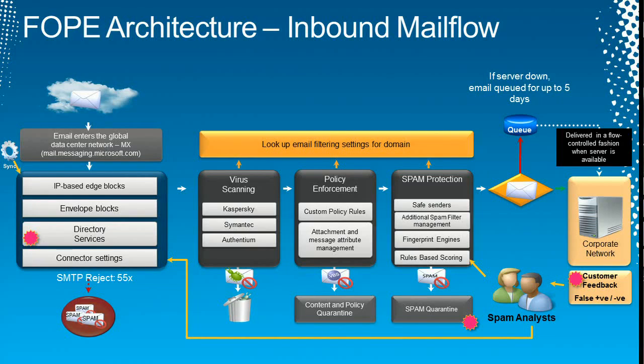We have, I think, around 100 million IP addresses. We have third-party block lists that we use. And whenever a connection comes into us, we'll compare the connecting IP to our block list and see if the reputation of that sender is good. If it's not good, we'll drop that straight away with an SMTP 55X rejection.